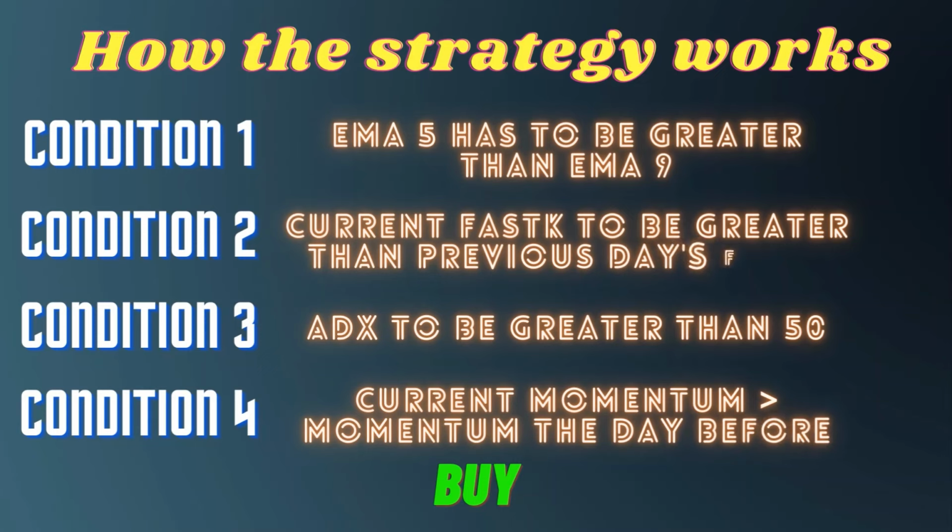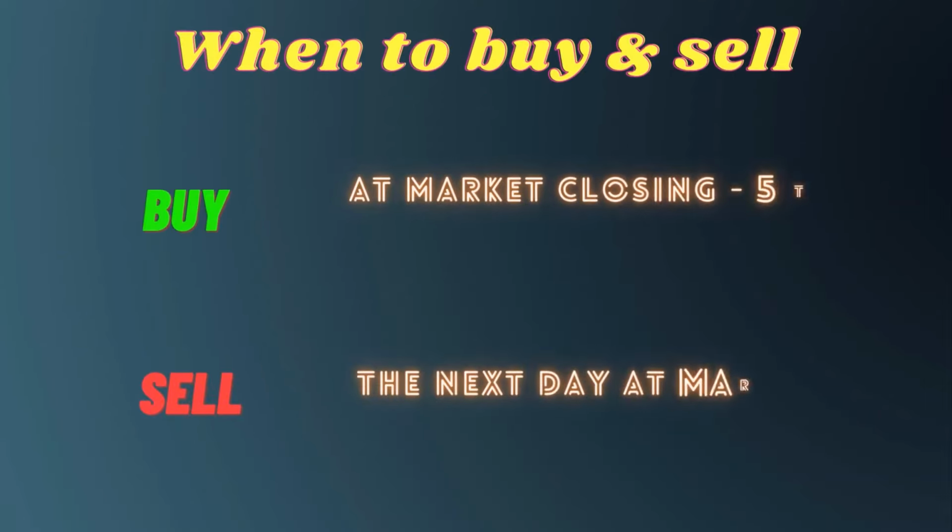There are 4 conditions here. Condition 1, EMA 5 has to be greater than EMA 9. Condition 2, the current value of the fast K line has to be greater than its previous day's value. Condition 3, ADX has to be greater than 50. And condition 4 says that the current value of the momentum indicator has to be greater than its value the day before the previous day.